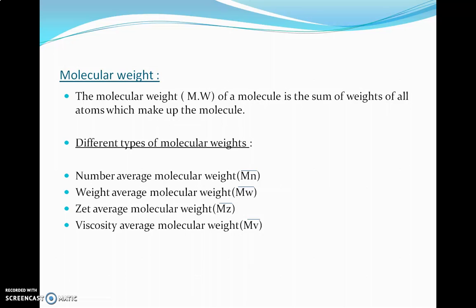The first one is the number average molecular weight. The number average molecular weight is expressed as Mn. The next one is the weight average molecular weight represented by Mw, Z average molecular weight represented by Mz, and the last one is the viscosity average molecular weight expressed as Mv.